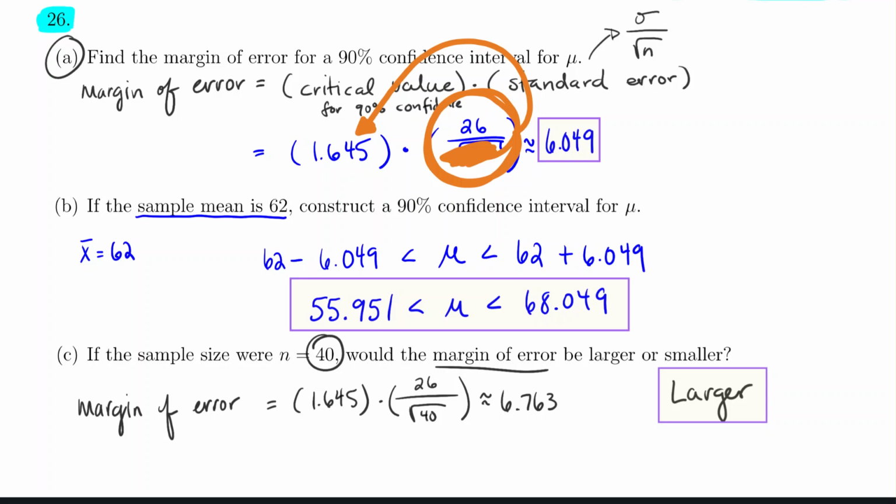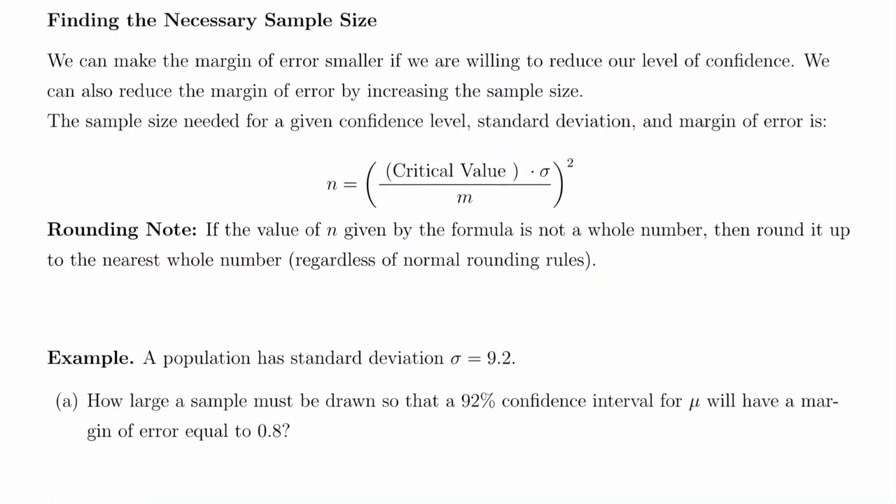So keep in mind, if you end up making the denominator smaller, that makes the fraction as a whole larger, which is what created a larger margin of error whenever we decrease the sample size. So that's two methods to solve the problem. Go with whichever method makes the most sense to you. So we can make the margin of error smaller if we are willing to reduce our level of confidence.